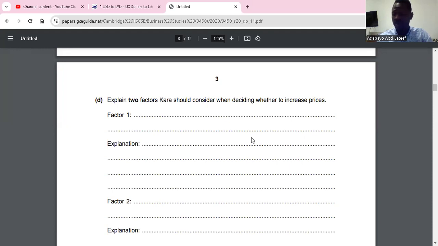I think the first point is clear. The second point I make is about the level of competition. When we talk about the level of competition, we're talking about the rivals that are involved in the market for candle wax.